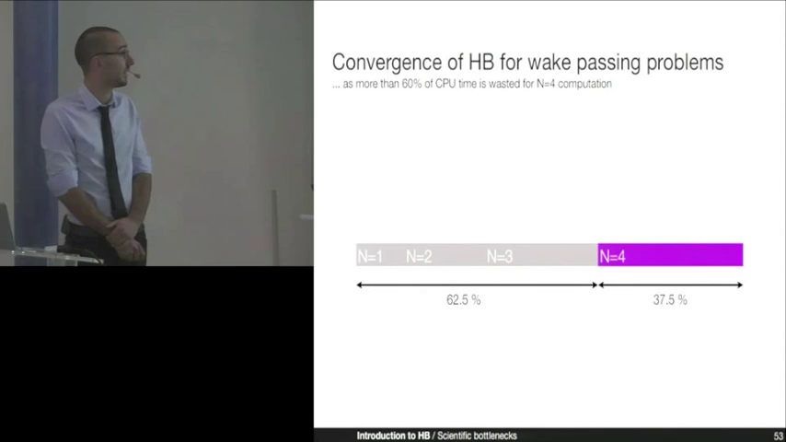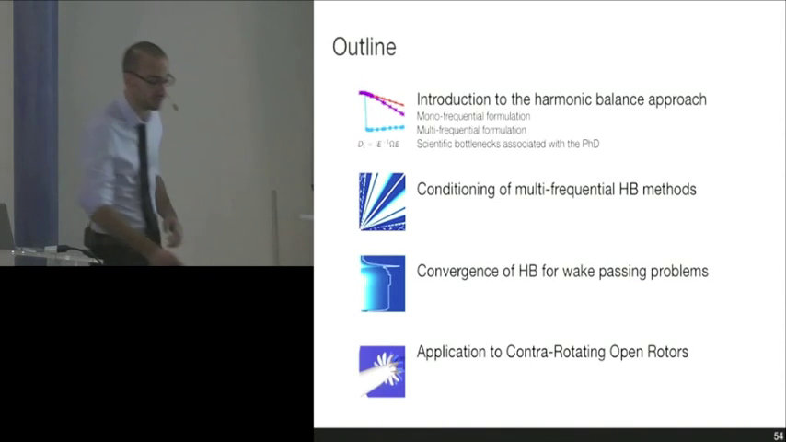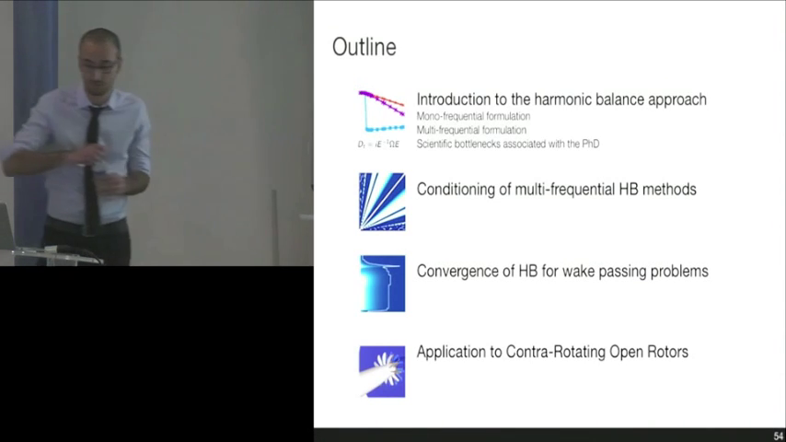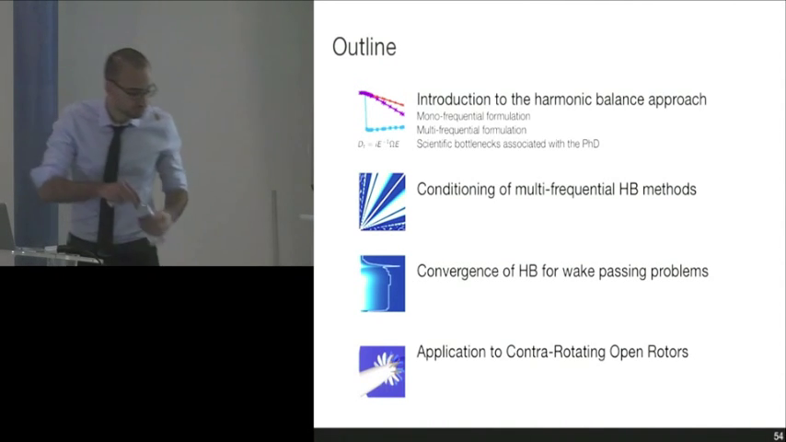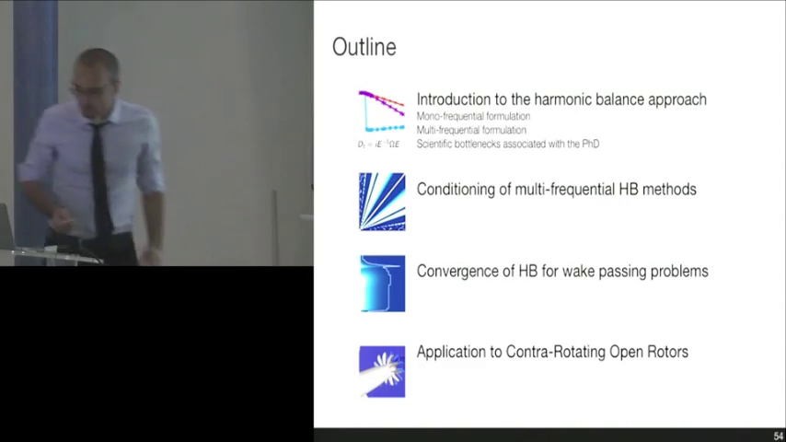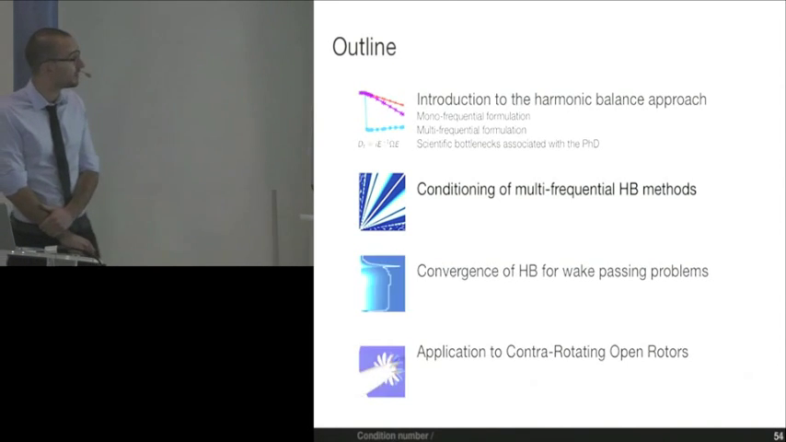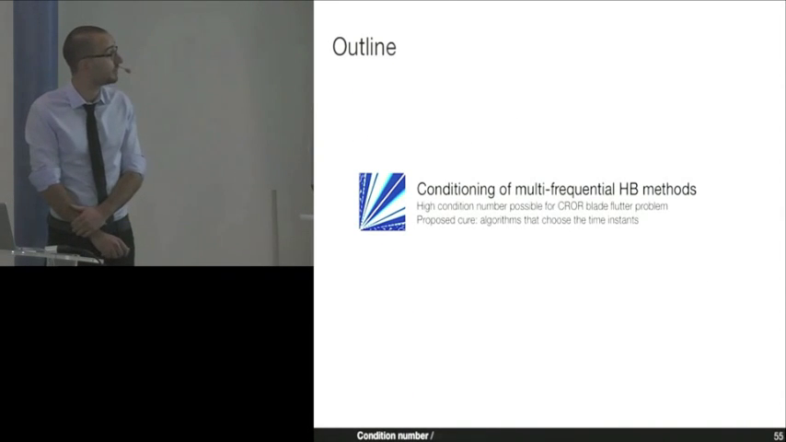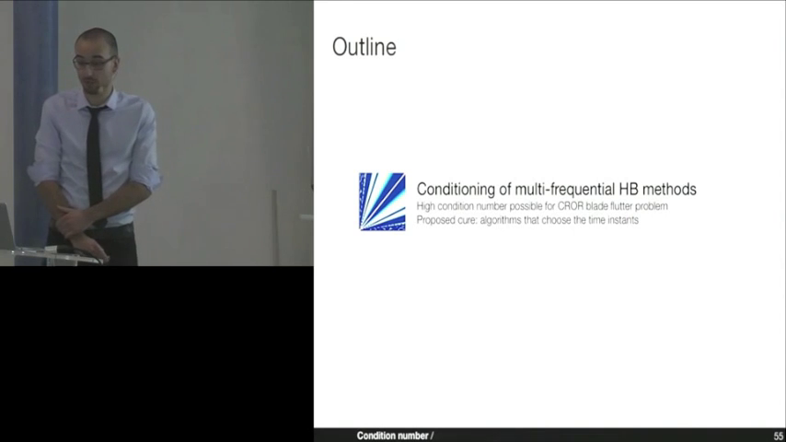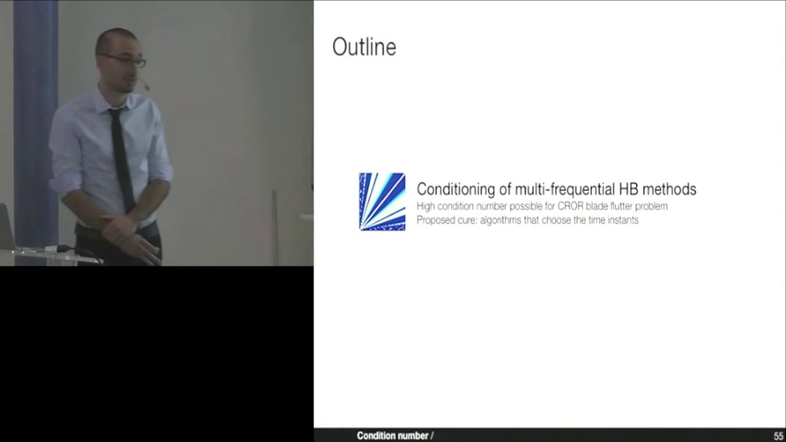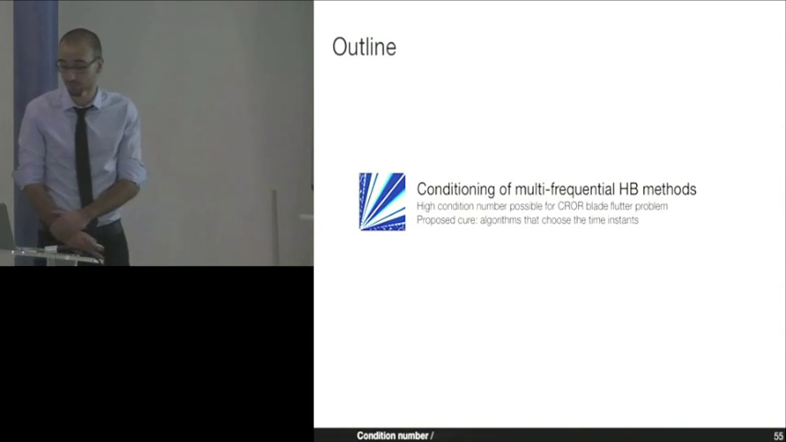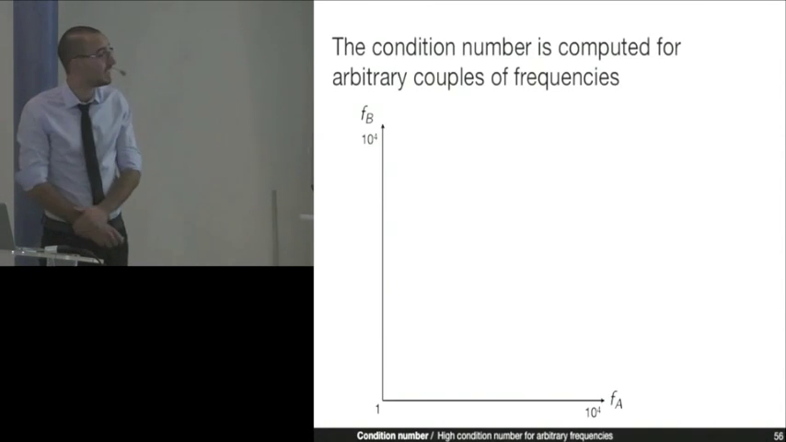So this leads me back to my outline, and we'll move on to the conditioning of multi-frequential harmonic balance methods. I will see two subparts. First, that a high condition number is possible for the CORRE blade flutter problem. And we will propose an algorithm to automatically choose the time instances, such as what Kundert et al. have done, for instance.